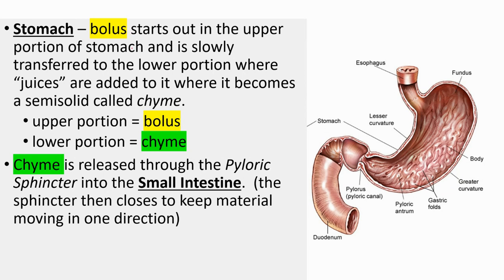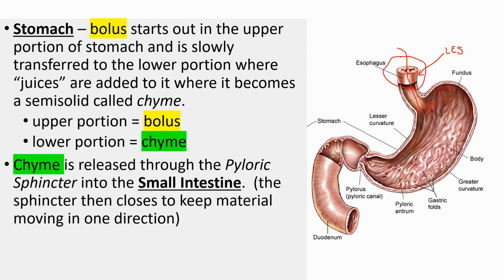The bolus starts out in the upper portion of the stomach. So right here is the esophagus leading into the stomach. This right here is a sphincter. This is the lower esophageal sphincter. And that sphincter, again, will allow the passage of food from the esophagus into the stomach. And again, it's called a bolus.